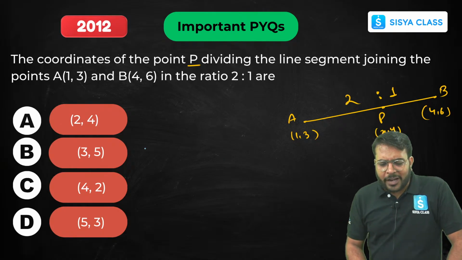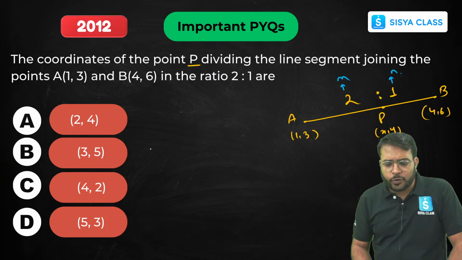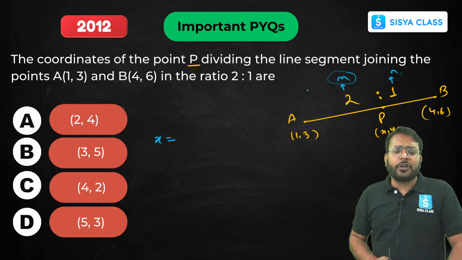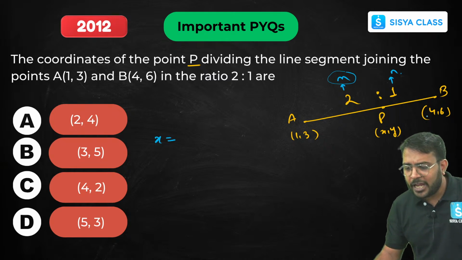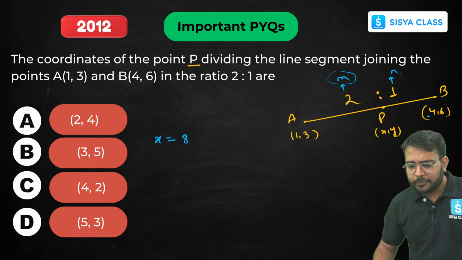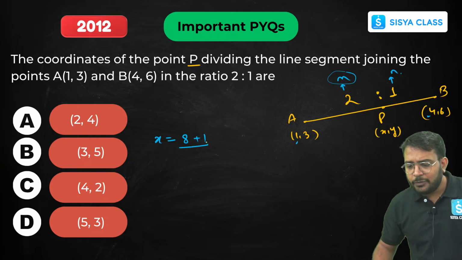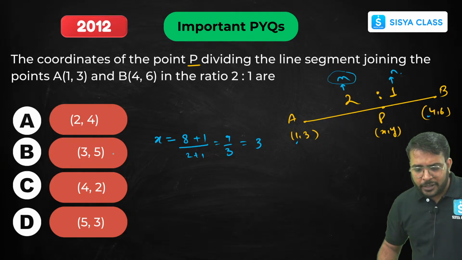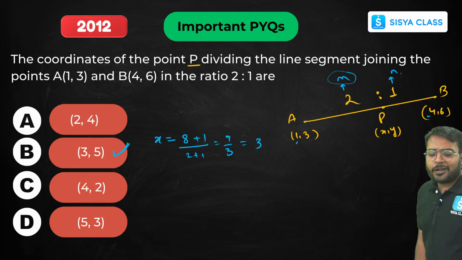Use the section formula and find out your x and y values. This is your m and 1 is your n, yes or no. So what is going to be your x coordinate? Beta, you multiply by the farther one. What do we multiply m with? The farther one. What is the farther one, beta? Near it is 1, far is 4. So 2 into 4 is 8, and for n the far one is 1, so 1 into 1, divided by 2 plus 1. It is going to be 9/3, that means 3, yes or no. That means only option B has x coordinate 3. So by finding your first coordinate directly you can mark your option.